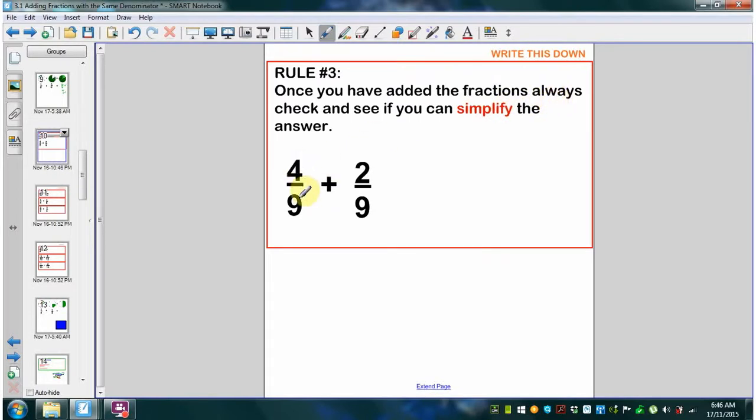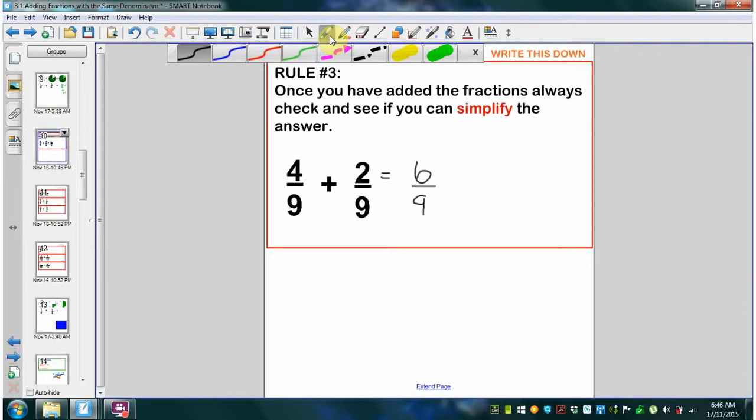Okay, so here, are these ready to add? And make sure you write this down, guys. We're going to work this out together. Are these ready to add? Yes, we have common denominators, 9 and 9. So we use our rules. At our top, add our numerator. So 4 plus 2 is 6. And we keep our denominator. So we just bring over our 9.